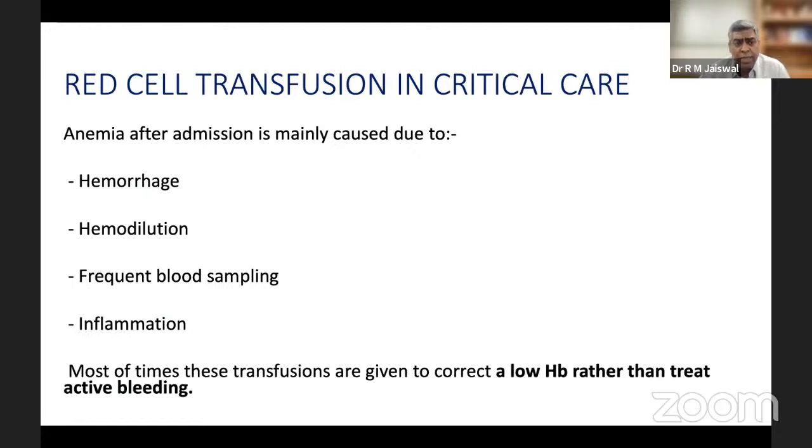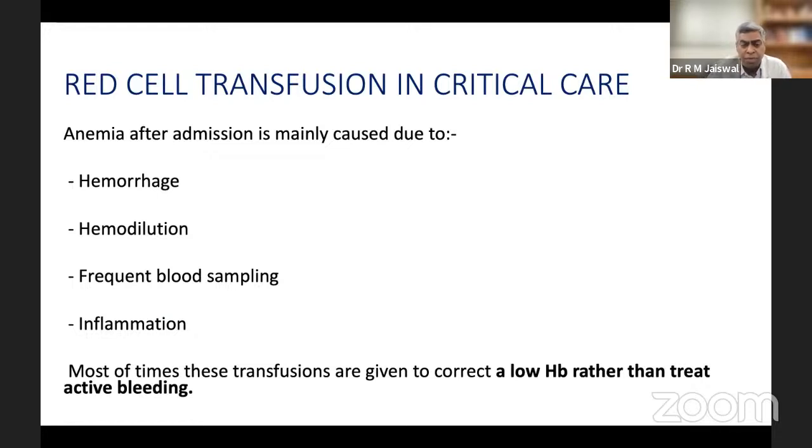So a lot of things in critical care, they must be aware that anemia after admission is mainly caused due to hemorrhage, hemodilution, and frequent blood sampling. Again, just last week, one paper was published in JAMA on frequent blood sampling that may lead to iatrogenic anemia. We should avoid it by small blood volume sampling and inflammation.